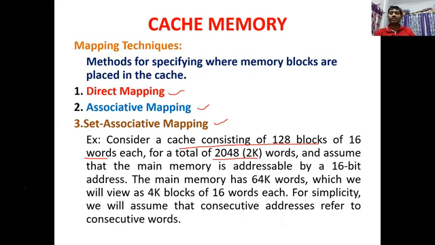1k is equal to 1024, and assume that the main memory, that is the RAM, is addressable by a 16-bit address. The main memory has 64k words. Here the cache is only 2k, whereas the RAM main memory is 64k, which will be 4k blocks of 16 words each. For simplicity, we'll assume this, and the consecutive addresses refer to consecutive words. So we'll be discussing these three mappings: direct mapping, associative mapping, and set associative.